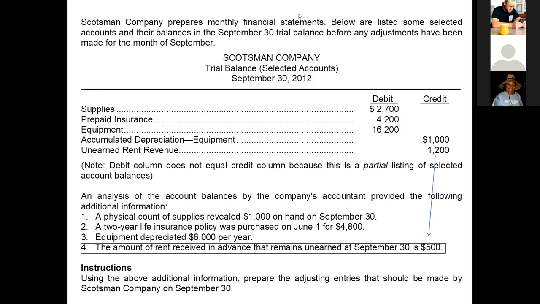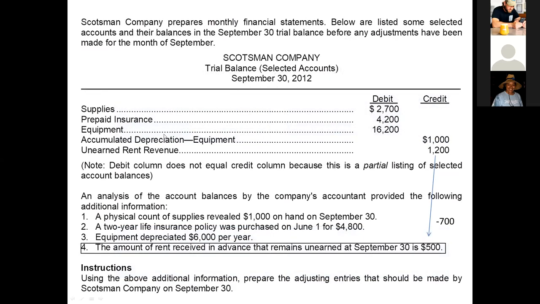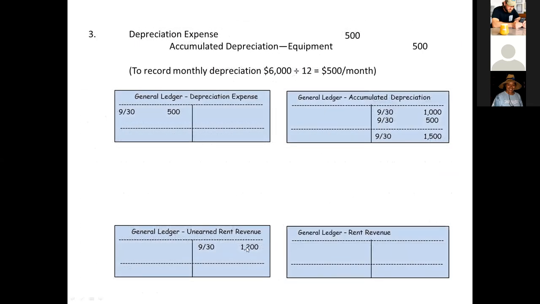$700. Okay. That means $700 was used up. $700 was earned. So we're going to show, and you look at the trial balance, it says the unearned revenue account is $1,200 credit balance. And you look at the unearned revenue account on the ledger, it's $1,200 balance here.